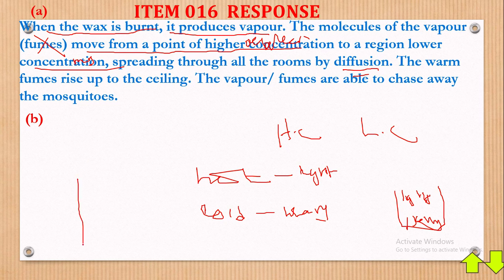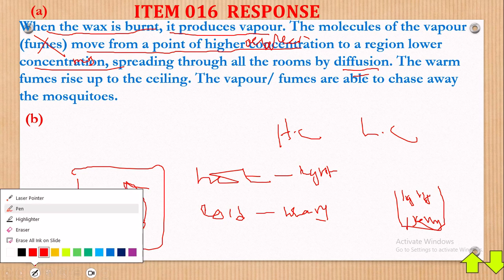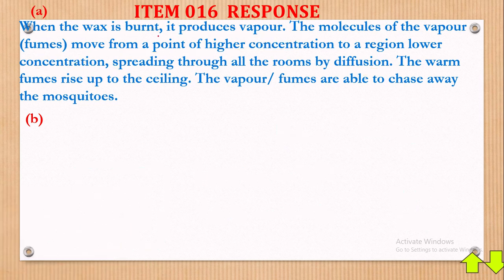If this is the room, you find that the cold air will go down and the hot fumes will go up. That's how the cycle goes, and we get that explained. In simple terms, that's how it comes about. It begins by heating the wax, which produces the vapor. What happens to the vapor? The vapor moves from a region of high concentration to a region of lower concentration. That is simply by diffusion. Now, the warm fume rises up to the ceiling. Alright, good. Now the vapor or fumes are able to chase away the mosquitoes, in simple terms.